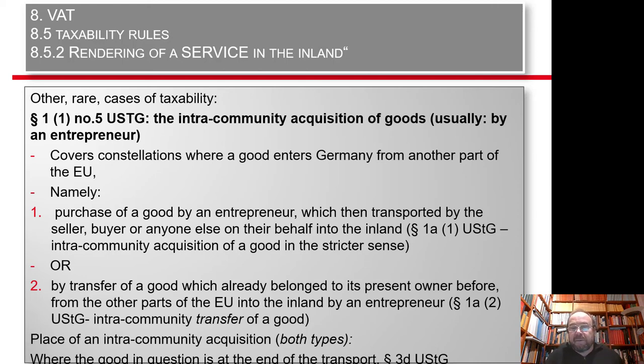And that can only be expected from entrepreneurs or certain other institutions which are so well trained that they have a bookkeeping and that one can expect that they can understand the rules. That is never expected from private persons. So if you are a business owner and carry a good for your business from France to Germany, you have to report the value, the market value of the good when it crosses the border into Germany to the fiscal authorities in your VAT tax declaration, as an inter-community acquisition of goods.